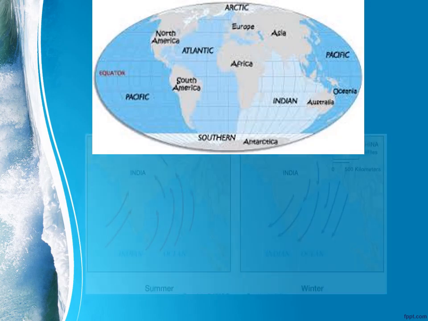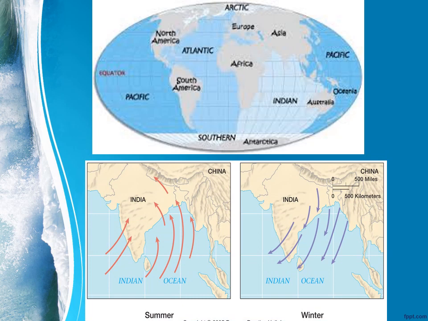The monsoon winds influence this ocean tremendously. These winds change their direction according to the season. In the northern part of the Indian Ocean, currents flow in clockwise direction in summer, while in winter they flow in the opposite direction due to reversal of monsoon winds.